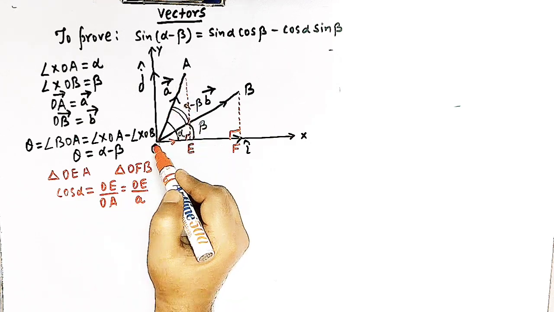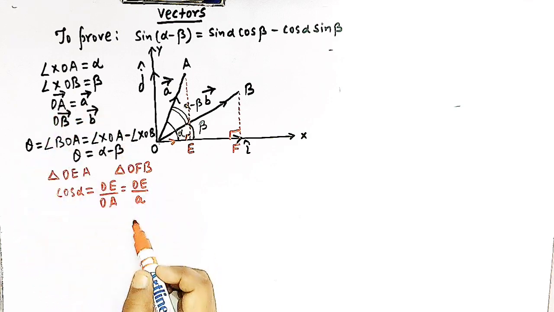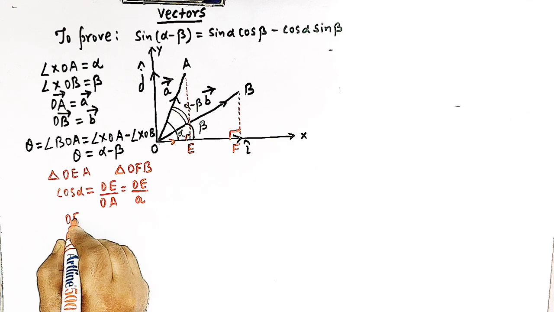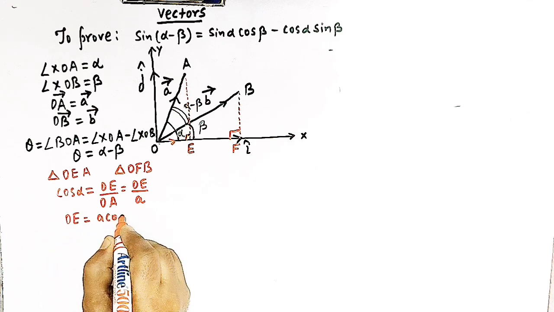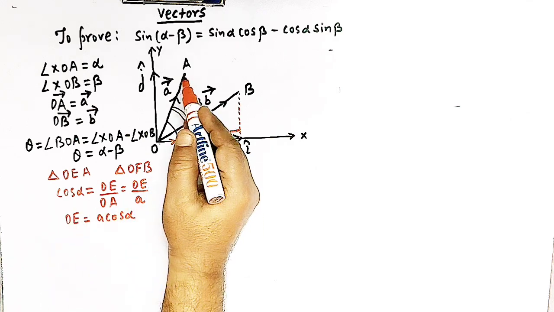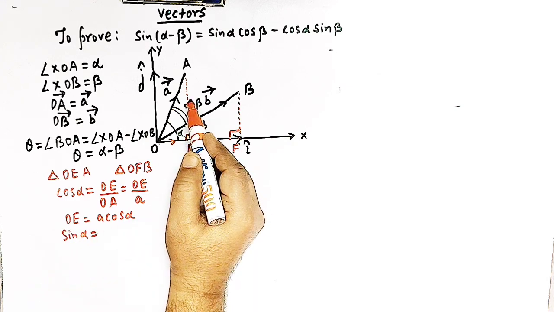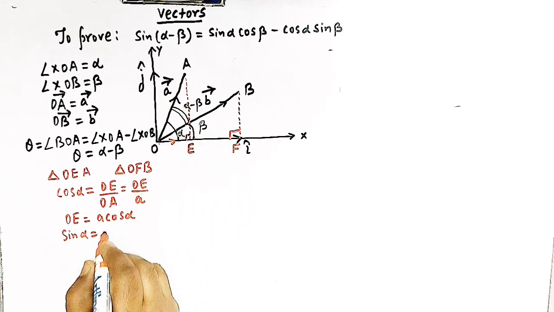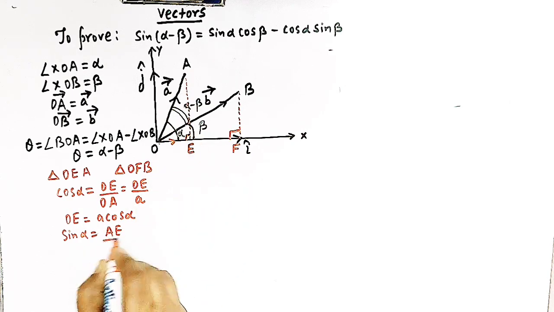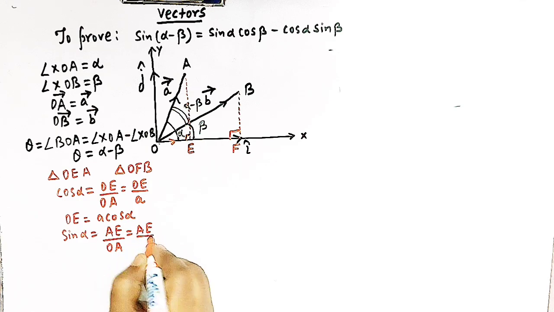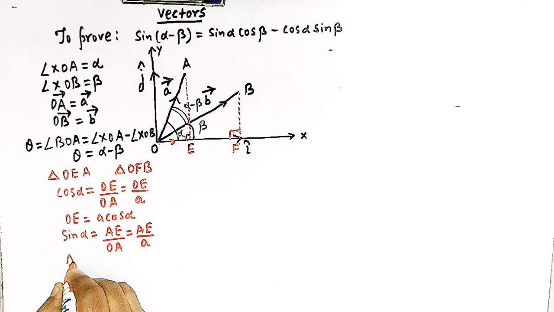So the magnitude of the vector OA is denoted by simply A, right? So OE is now equal to A cos alpha, right? And if we take sine alpha, then we have perpendicular over hypotenuse. So we have AE over OA, so we have AE over A, so that AE is now equal to A sine alpha, right?